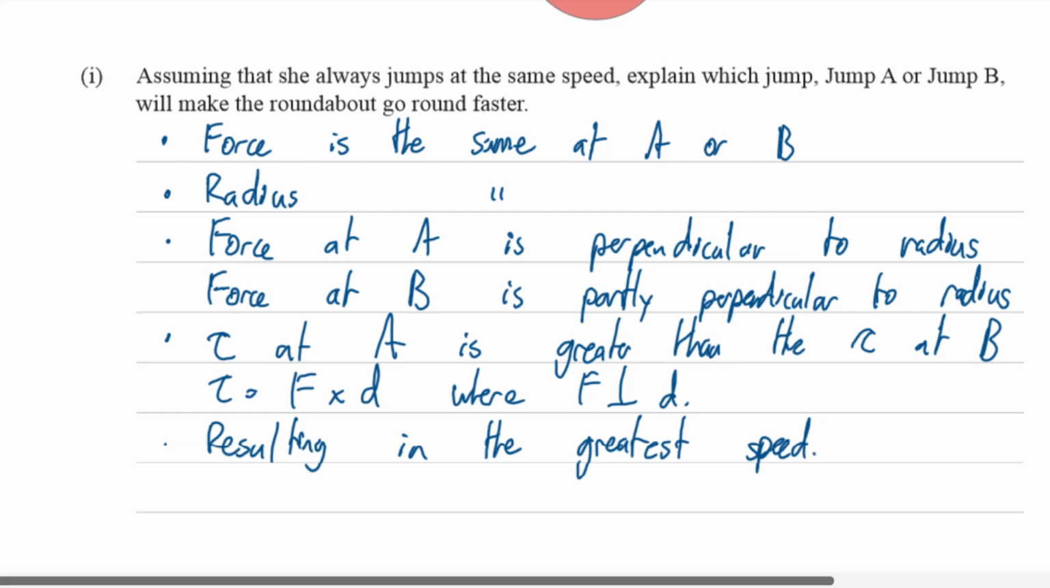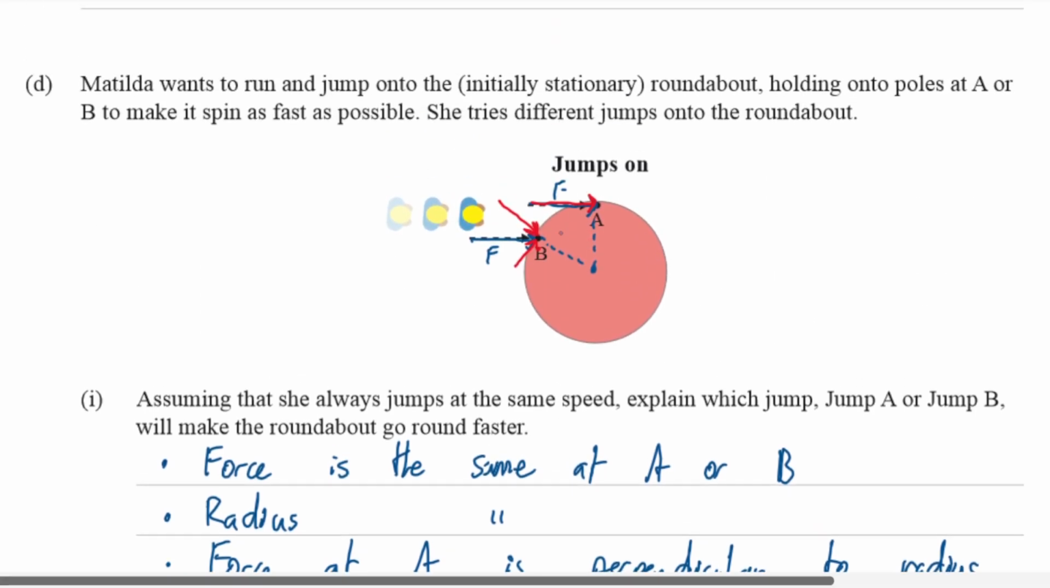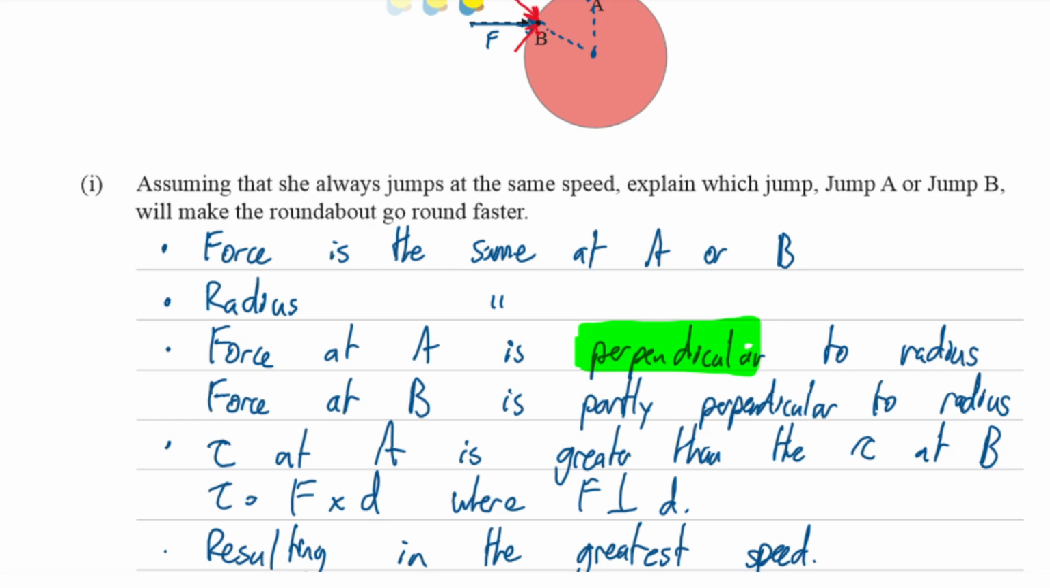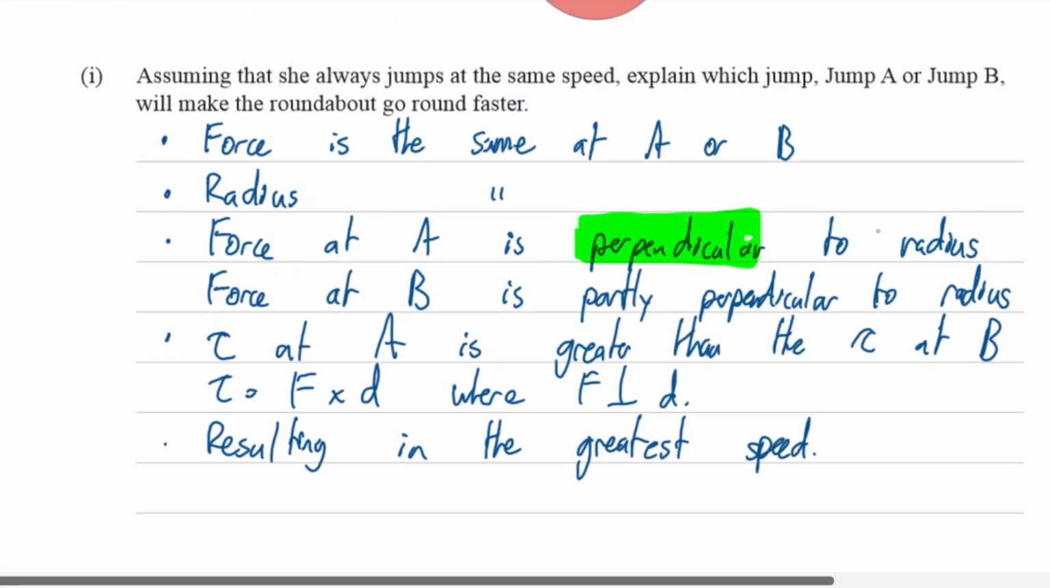Cool, so just to recap this one, key points are A and B. At positions A and B, they are the same distance from the center. The force exerted at those points is the same. The only difference is the component that is perpendicular. And since at A it is fully perpendicular, it'll create a greater torque, resulting in a greater speed. You could also talk about angular momentum by a similar argument.